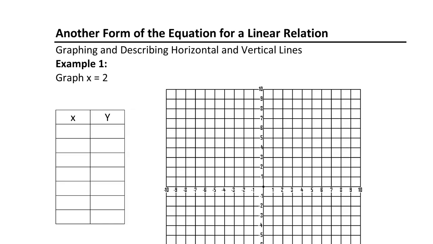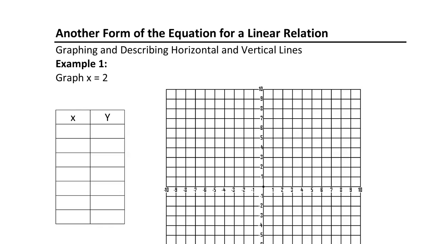Today we're going to be looking at another form of the equation for a linear relation, and specifically we're going to be looking at graphing and describing horizontal and vertical lines. So this means that we're going to either be given just a value for x or just a value for y. Now if we look here, for this graph that we're going to start off with in example 1, we're just given a value for x.